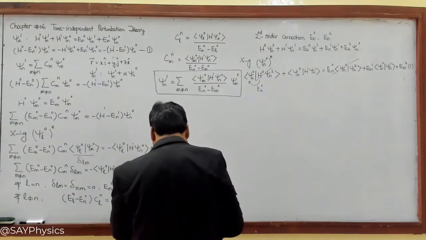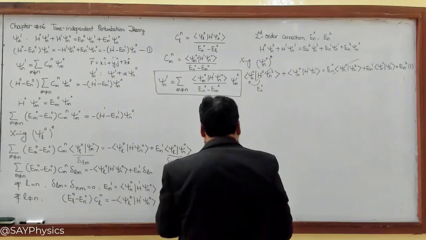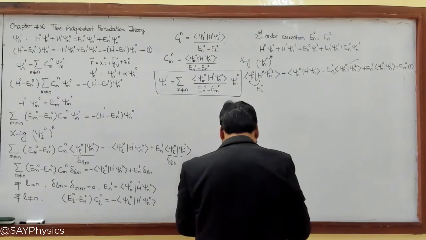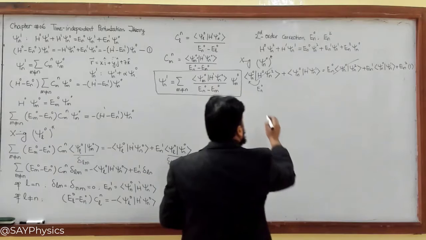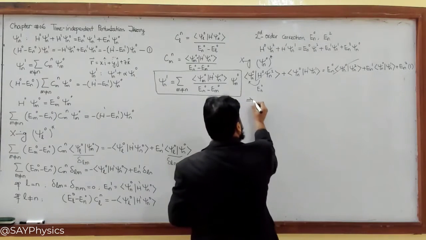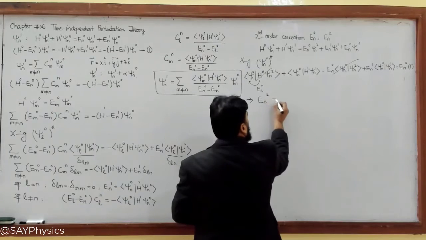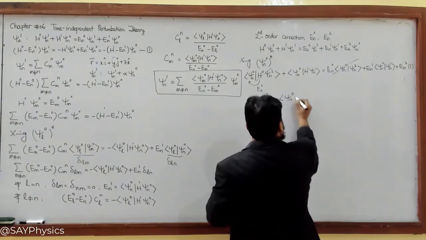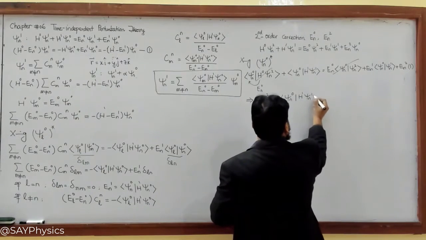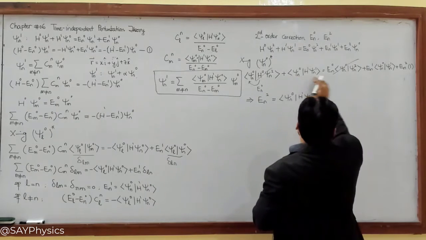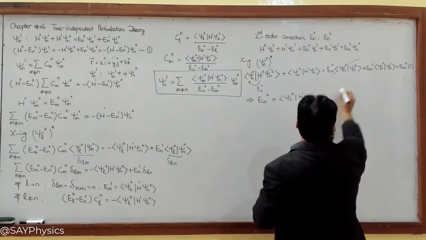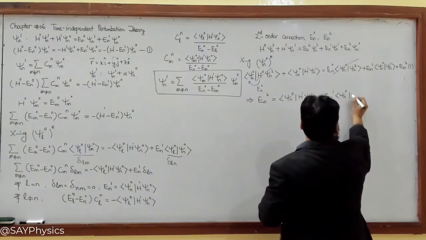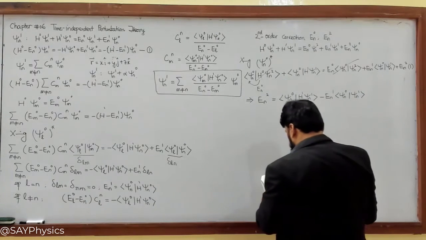And now what will this give me? This will give me H0 sin n0, and let me write this one En2. This implies that En2 is equal to psi n0 H prime psi n1, and this one, when it comes here, it will become minus En1 psi n0 psi n1. So we will have this one.